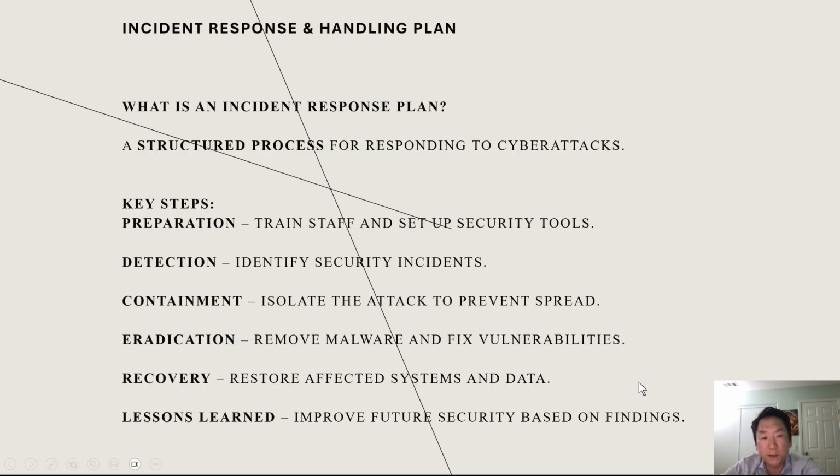So next, I want to talk about incident response and handling plan. What is the incident response? It is a structured procedure for responding to cyber attacks. The key steps are preparation, detection, containment, eradication, recovery, and lessons learned. Preparation is training staff and setting up security tools. Detection is identifying any security incident. And containment is isolating the incident or attack to prevent spreading to other infrastructure.